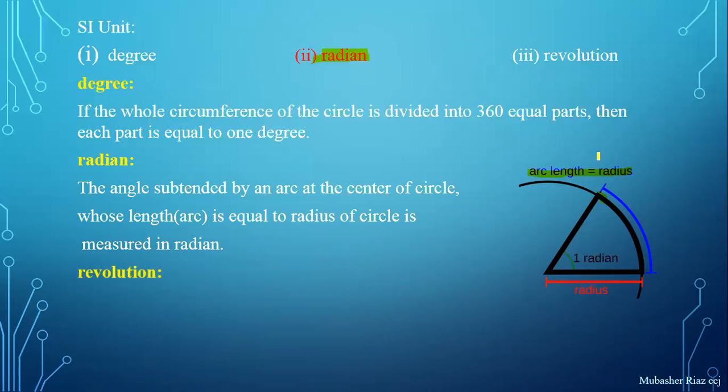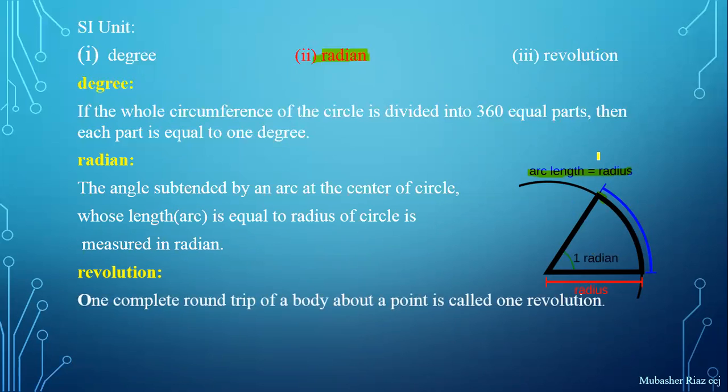And the last one is revolution. So revolution can be defined as one complete round trip of a body about a particular point is called one revolution.